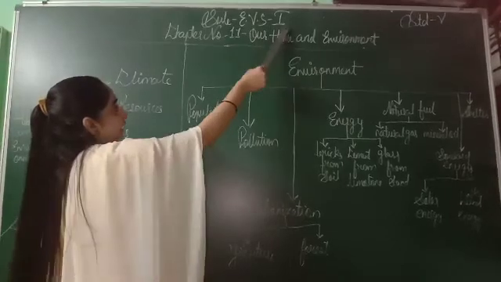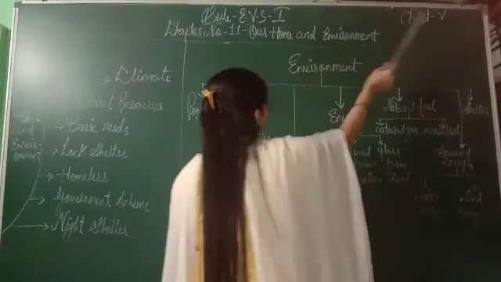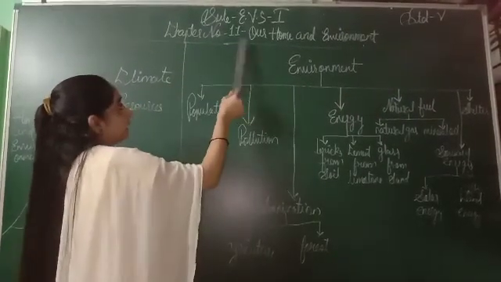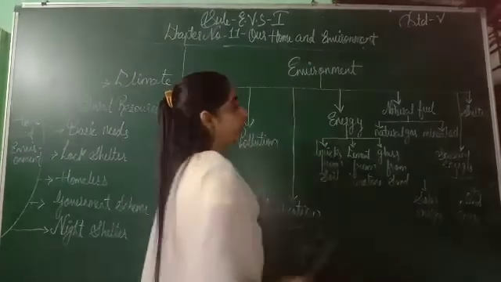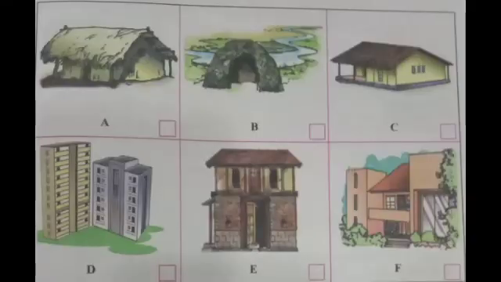Today we'll do the subject EVS 1 of grade 5th and our chapter number 11 is Our Home and Environment. Now look at this picture. In this picture we have different types of houses. Let us solve these questions.